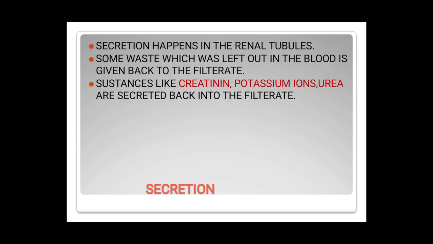Now third step, secretion. Secretion happens in the renal tubules. Some waste which was left out in the blood is given back to the filtrate. Substances like creatine, potassium, urea are secreted back into the filtrate.